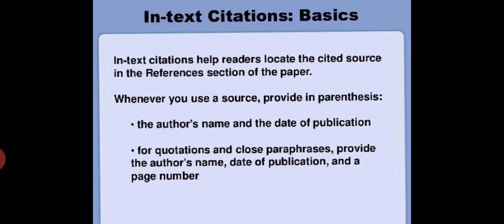In-text citation basics. In-text citation helps readers locate the cited sources in the references section of the paper. Whenever you use a source, provide in parentheses the author's name and the date of publication. For quotations, provide the author's name, date of publication, and a page number.